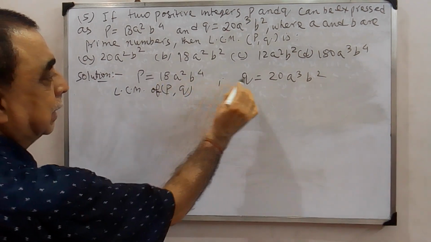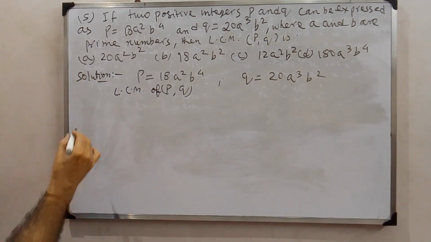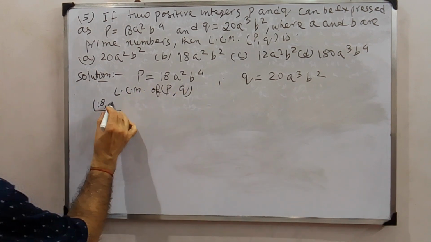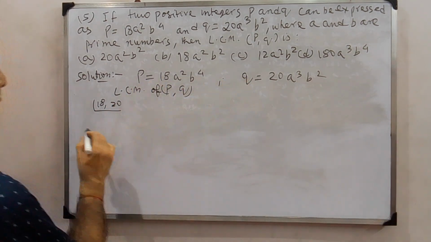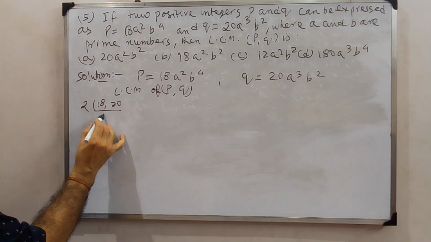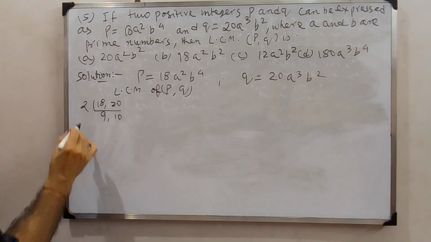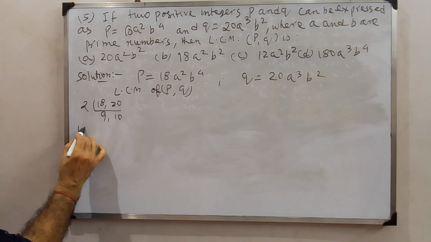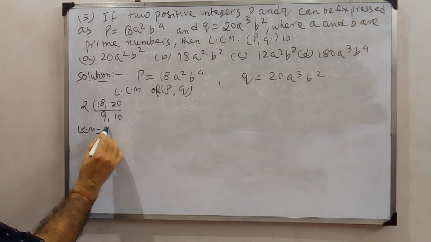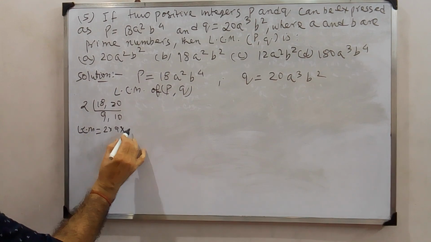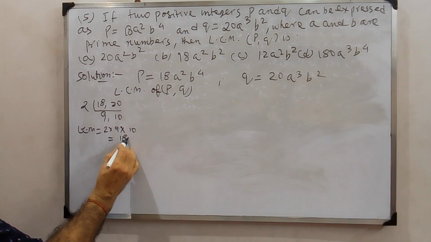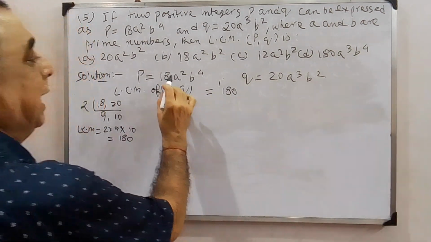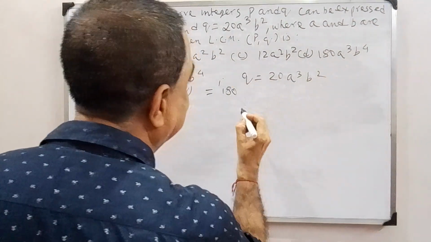First we have to write the LCM of 18 and 20. So what is the LCM of 18 and 20? Take the numbers and divide by 2. This is 9, this is 10. Now 9 and 10 are prime to each other, so the LCM becomes 9 multiplied by 2 multiplied by 10, that is 180. So the LCM is 180, and here it is A squared and here A cube.